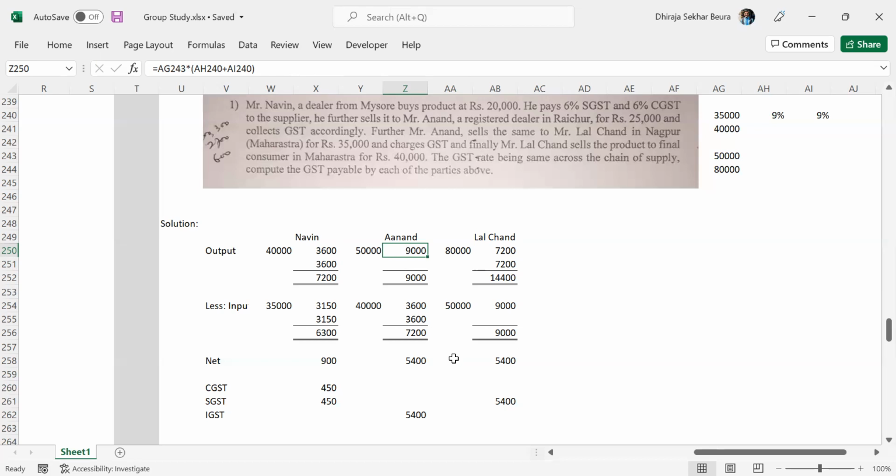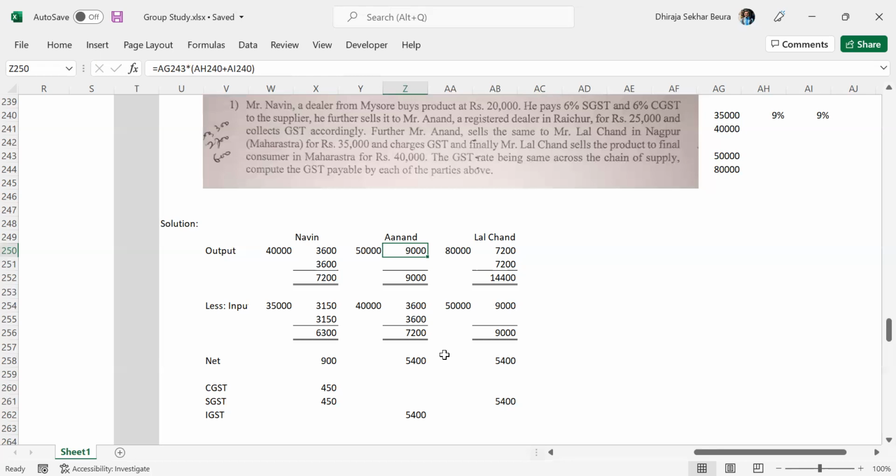Why 450? Because only SGST can be used as input credit. Sorry, CGST can only be used as input credit for IGST, right? Yeah, I got that. I'm talking about the amount. Why 450? It should be 3,600, right? Not 450.